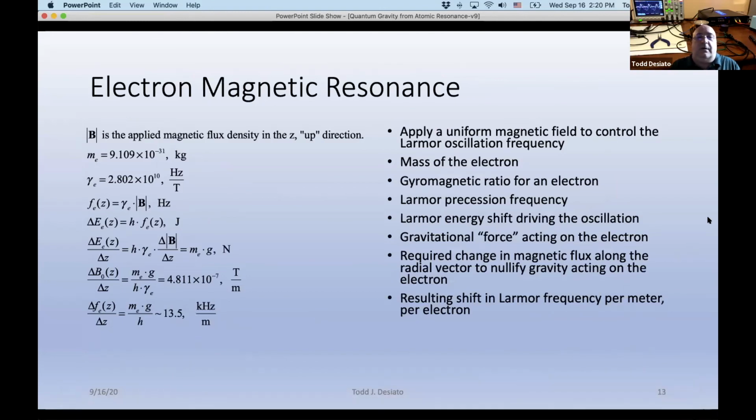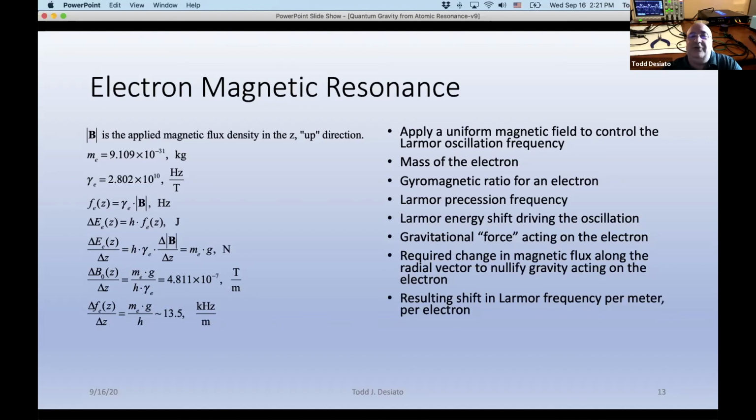Now, I took and looked at electron magnetic resonance, and this is where the experimental comes in. This is what I would like to do with experiments, but I have not done it yet. I did buy some materials to put together an experiment, but I need a Faraday cage and I need some more equipment to be able to actually physically measure something.